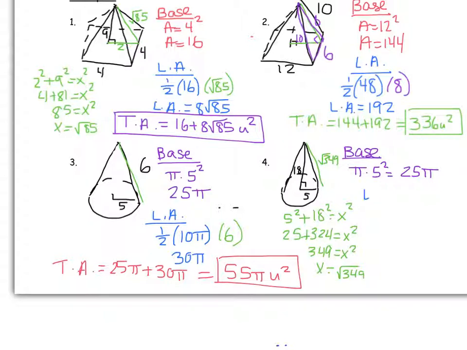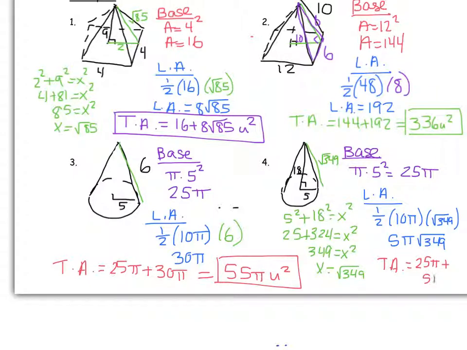Okay, so now when I'm finding lateral area, I'm going to do 1/2 circumference, which again is 10 pi, times the slant height, root 349, so I get 5 pi root 349. And then my total area is going to be those parts added together. I can't combine it because it has the root, so I'm just going to say 25 pi plus 5 pi root 349.